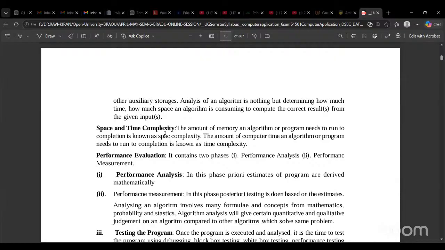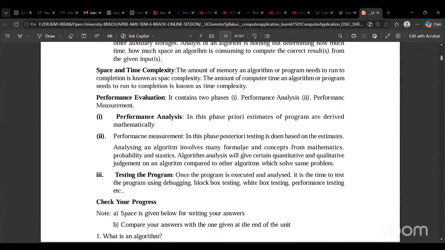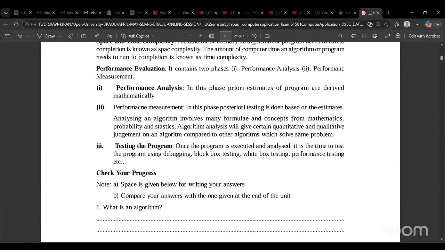So what is space complexity? How much memory an algorithm or program requires to run a particular task is known as space complexity. Time complexity is how much time it requires to complete the particular task. So that is space complexity and time complexity. And also we understood the performance evaluation.